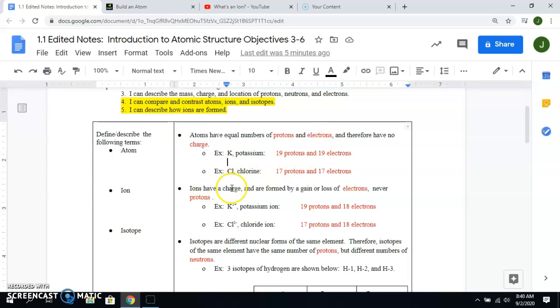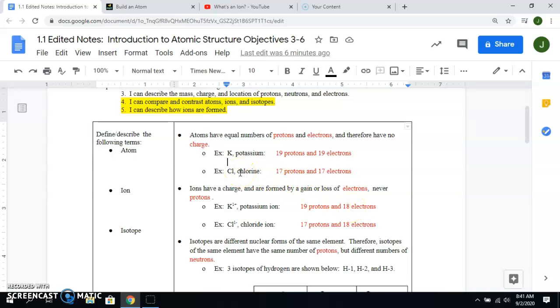In contrast, ions have a charge. They're formed by a gain or loss of electrons, never protons. So we can swap out the electrons, either gain or lose, but we can't swap out what's inside the nucleus. Okay, so for example, if we compare neutral potassium atom to potassium ion, you can see that it must have lost an electron because it has 19 electrons here, but 18 electrons here.